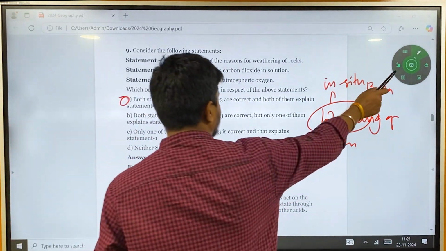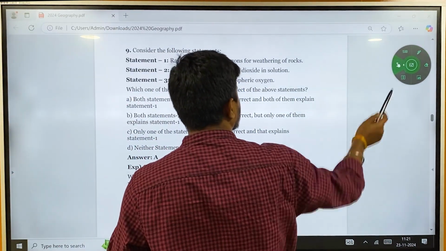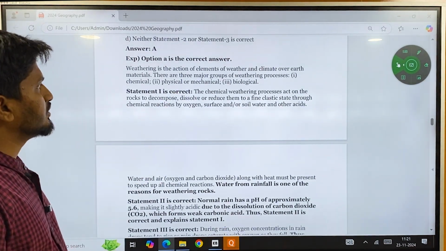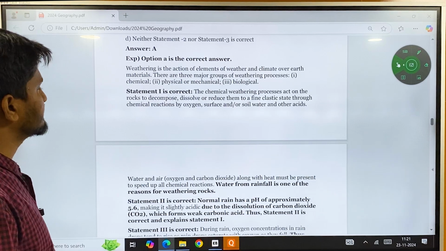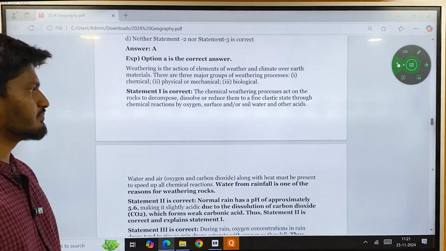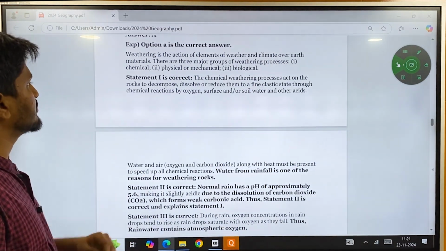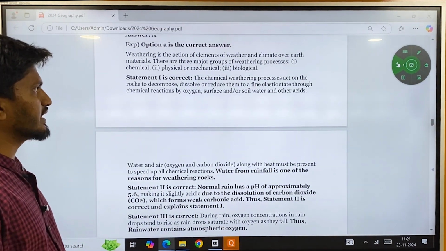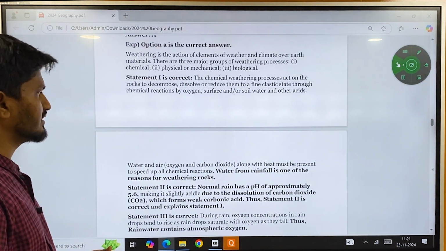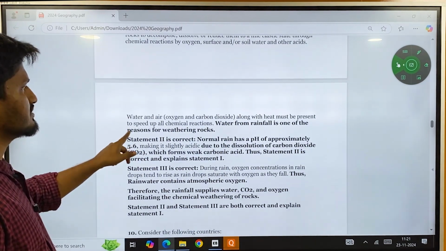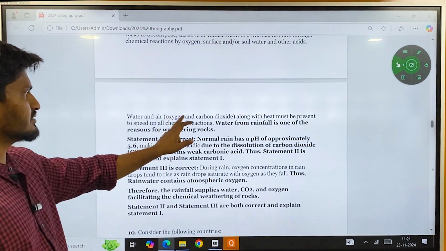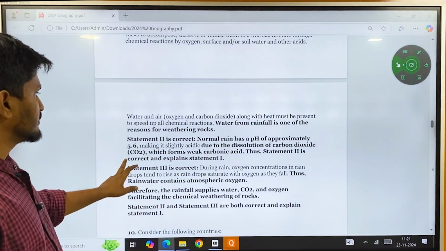So you will see the explanation. Weathering is the action of elements of weather and climate over earth materials. There are 3 major groups of weathering processes: chemical, physical or mechanical, and biological. In chemical weathering, the process acts on the rock to decompose, dissolve, or reduce them to a fine plastic state through chemical reactions by oxygen, surface or soil water, and other acids. So water and air, both oxygen and carbon dioxide, along with heat, must be present to speed up the chemical reactions. So where are you going to get oxygen and carbon dioxide? It is present in rainwater. So statement number 2 is correct.